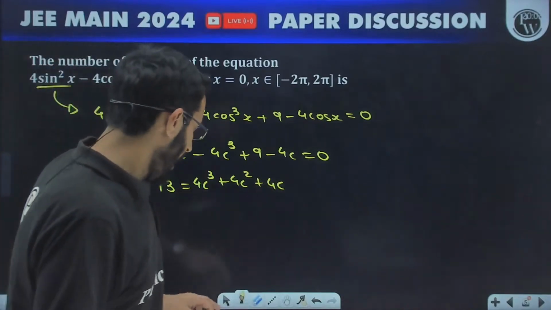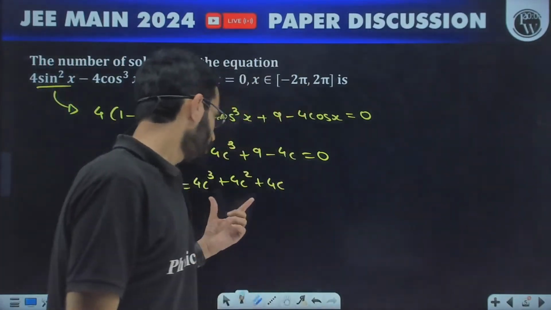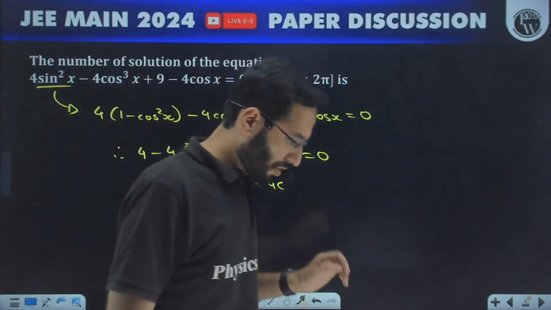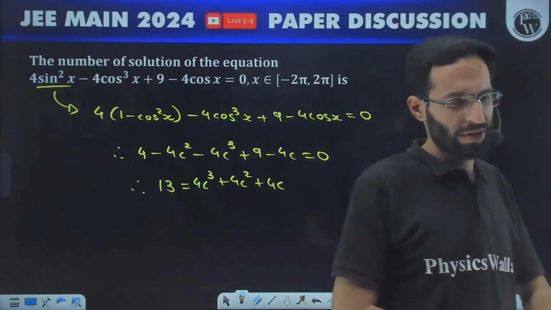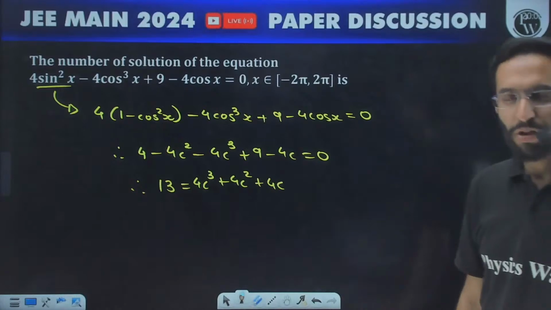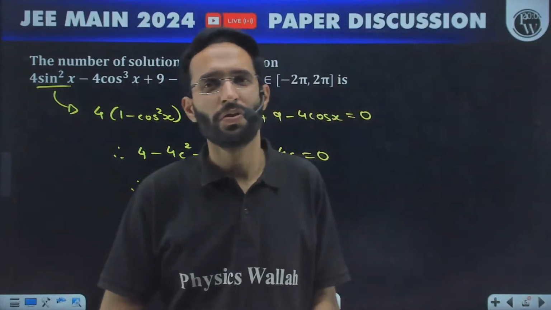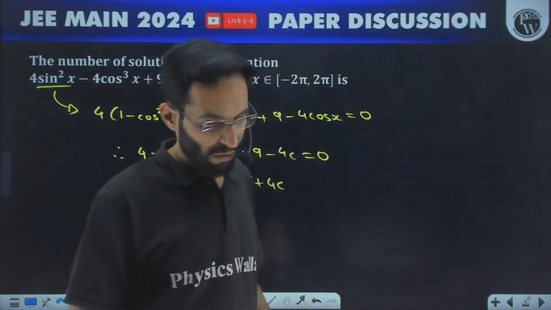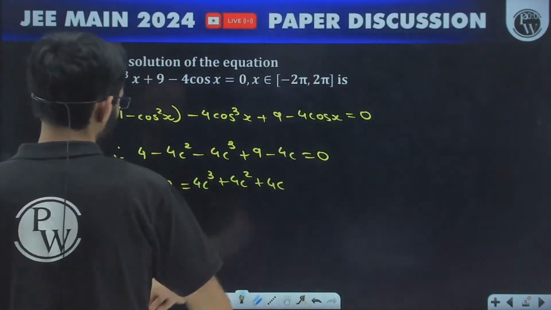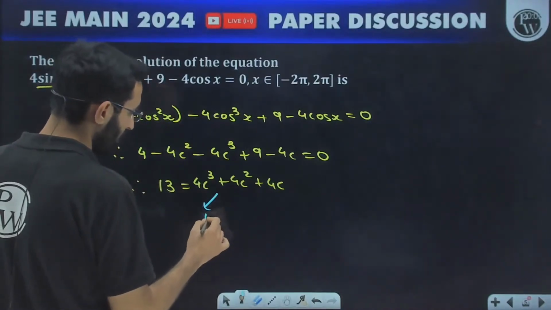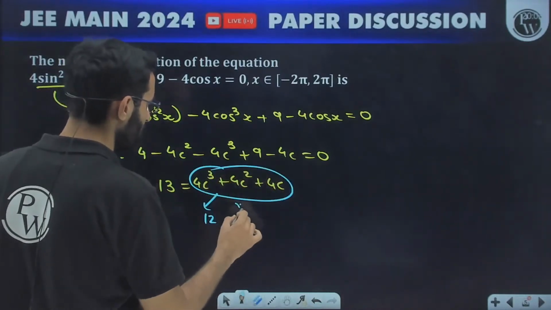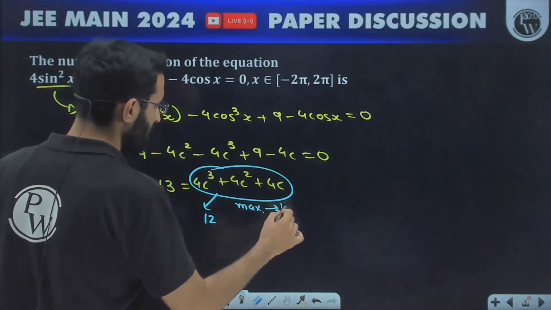Now try to understand when this expression can become 13. All these expressions contain cos. You know the minimum and maximum value of cos, yes or no? What is the minimum value of cos? Minus 1. What is the maximum value of cos? Plus 1. If I substitute plus 1 everywhere, I am going to get its maximum value as 12. So maximum value of this expression will become 12. So this expression can't be greater than 12.